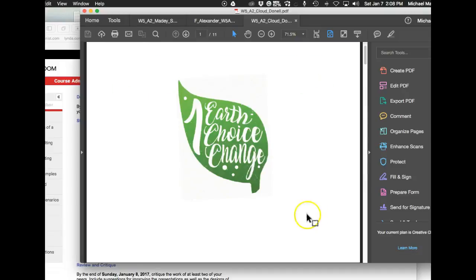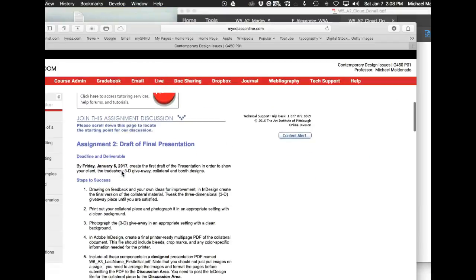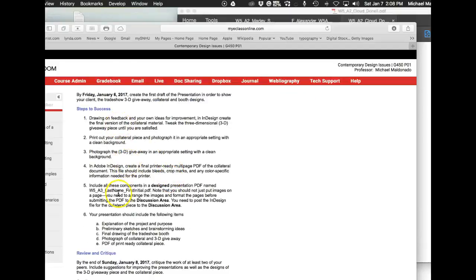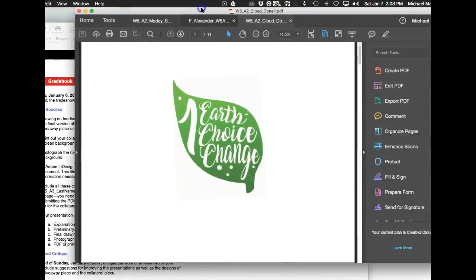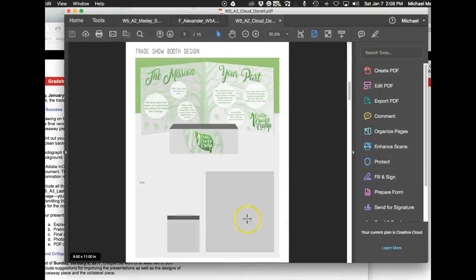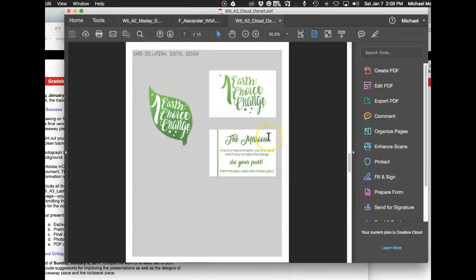Now, as far as the presentation goes, I do want to draw your attention to this portion of the assignment, specifications, specifically in the steps to success. It says that note that you should not just put images on a page. You need to arrange images and format the pages before submitting the PDF. This is a designed PDF. This is a designed presentation. Okay. So in a presentation, you want all your pages to be the same size, and you want to give enough text to describe what you're doing.